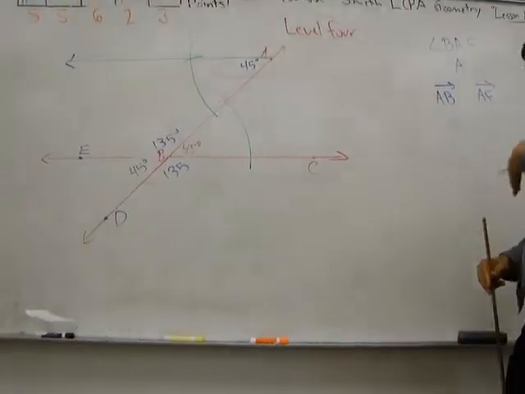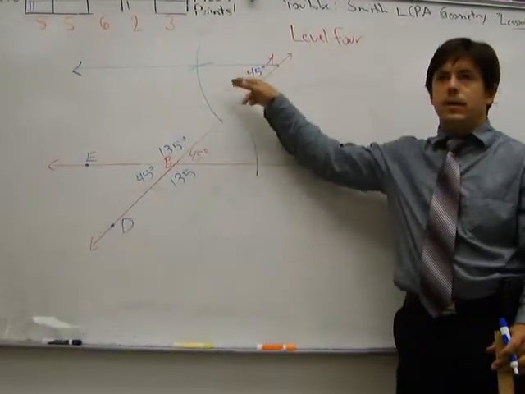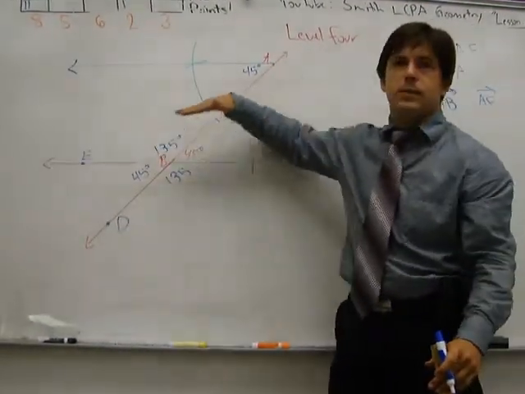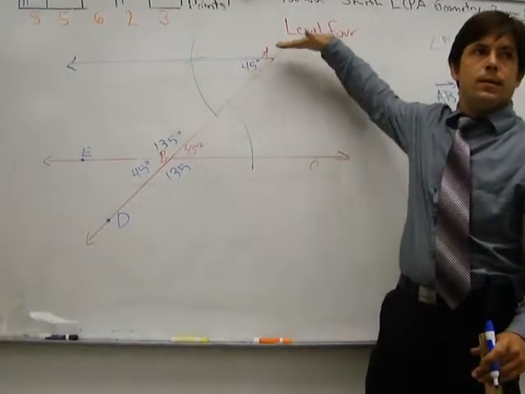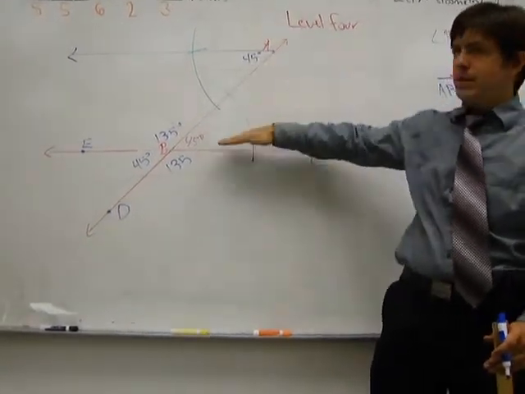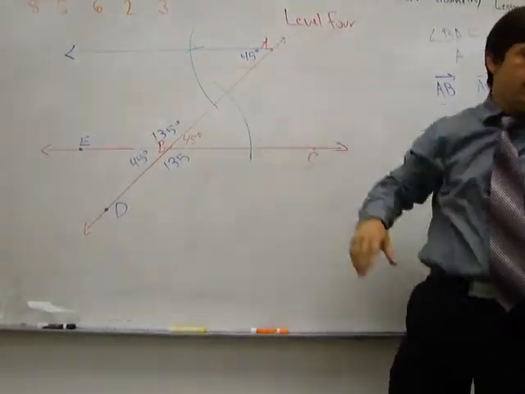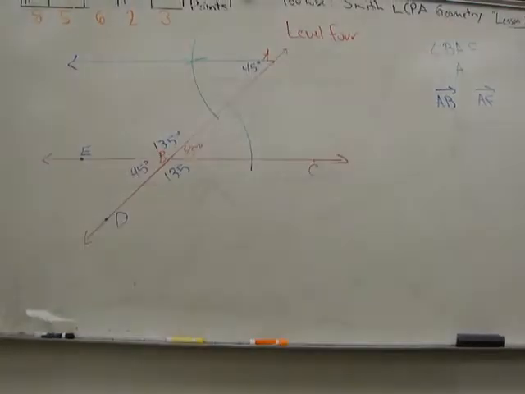Doesn't that make them alternate interior angles? And if alternate interior angles are congruent, what do we know about these two lines? What do we know about these lines? Anybody? They're parallel. Exactly. Because the alternate interior angles are congruent, the lines are parallel. So we're really close to the end now.